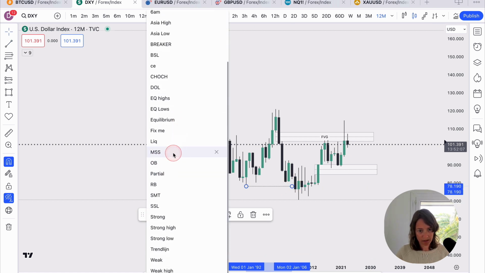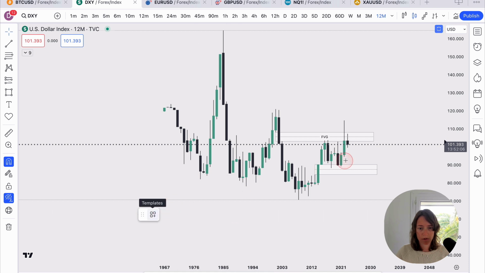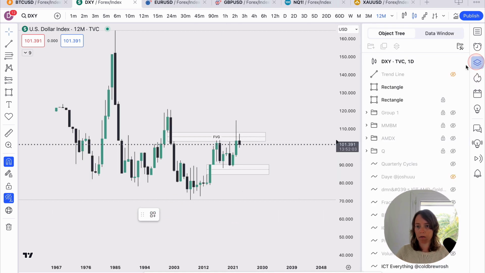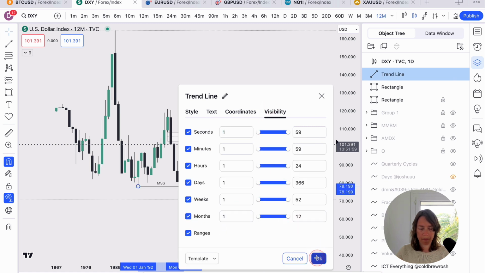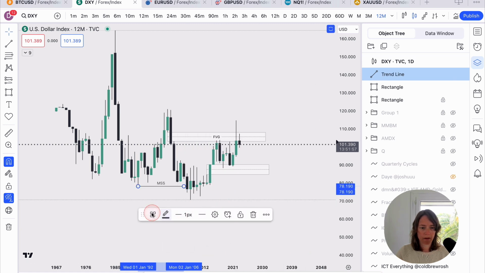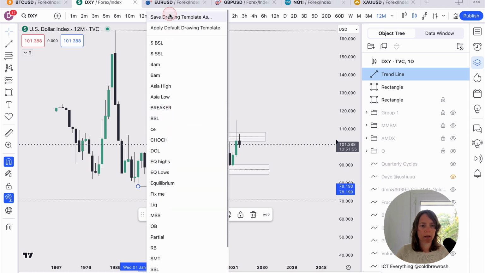And this is a market structure shift, of course. My templates don't even go on the monthly. Let me see. Let me save that immediately, actually.